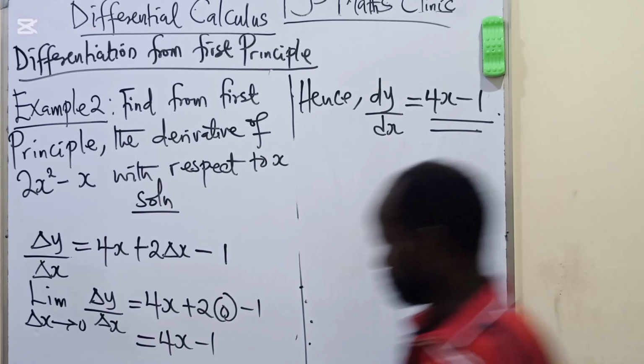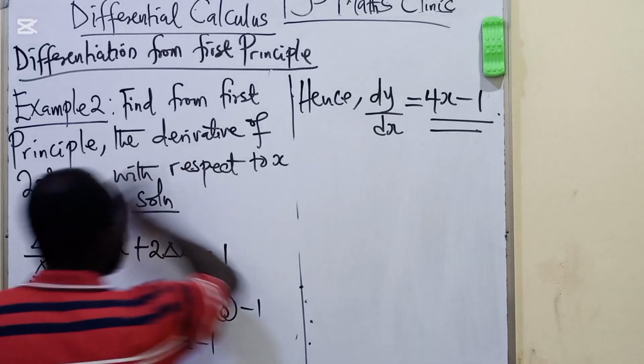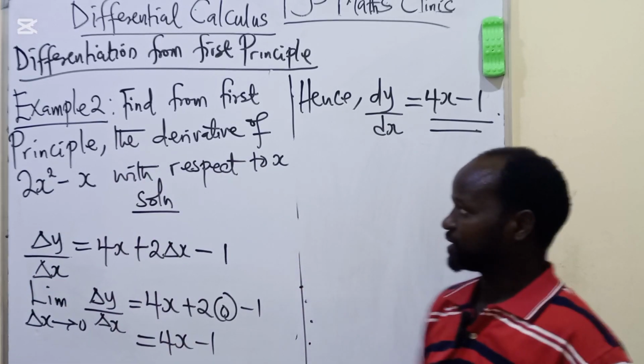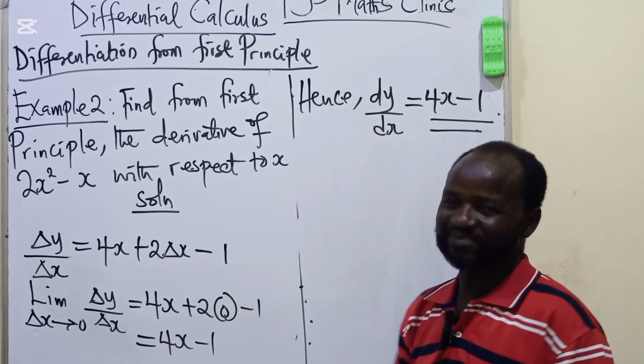Very important. The reason why we are setting delta x to be 0 is to get a more accurate result, as delta x approaches 0, of the derivative of this function, y equals 2x squared minus x. So this is the solution to this question.